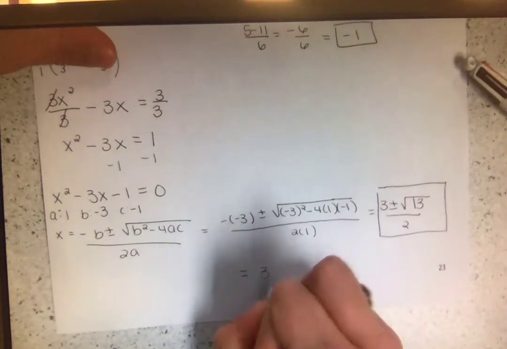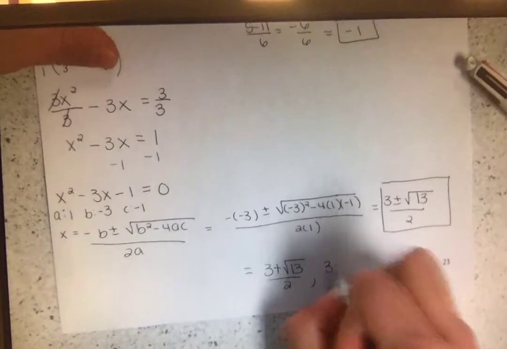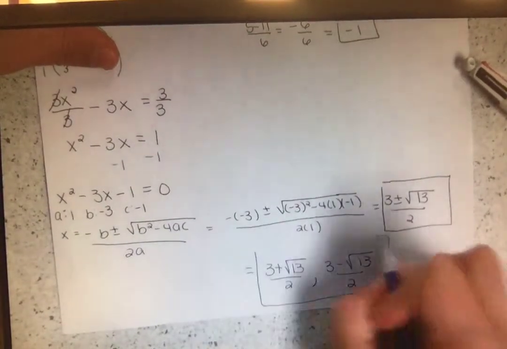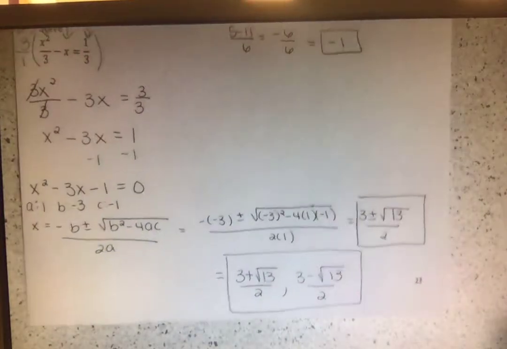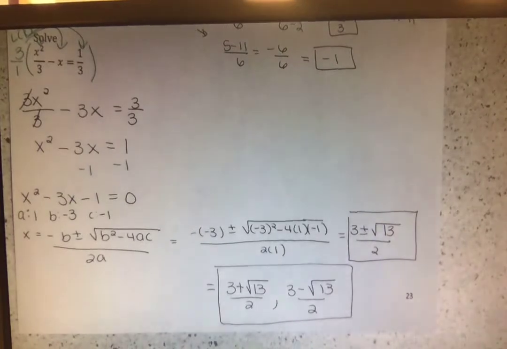Remember on MyMathLab, they may want you to split it up and say 3 plus the square root of 13 over 2, comma, 3 minus the square root of 13 over 2, and not use that plus or minus symbol. But either way, for the test, that will work. Those are your final answers. So this is Module 6 Homework 4 notes.